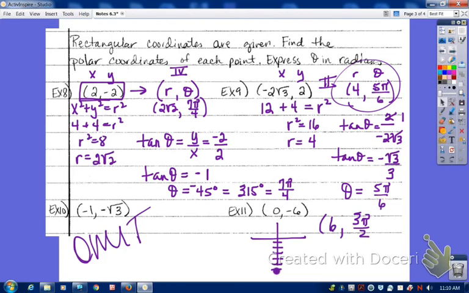So anytime you have a point that's on an axis, you probably can do those without any work. Everything else, you'll have to do the x squared plus y squared equals r squared. You'll have to do tangent. It's the angle that's the hardest to get. So you're really going to have to make sure that you practice this and see if you have any questions.